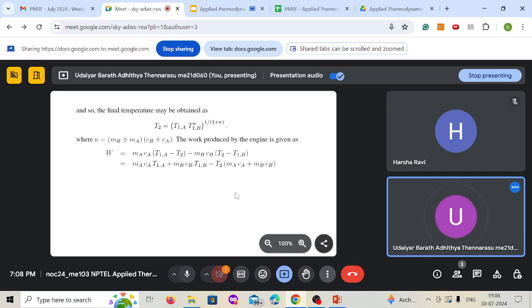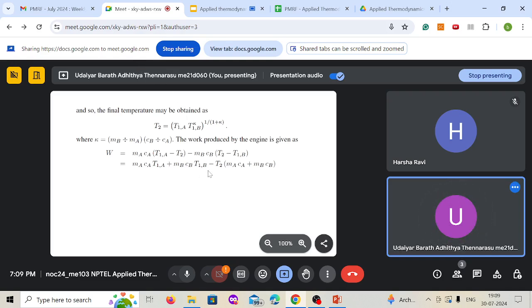Upon rearranging, it becomes T2 equals T1A times T1B raised to power k, where k is the ratio MbCb by MaCa, all raised to power 1 by 1 plus k. So this is the final temperature.